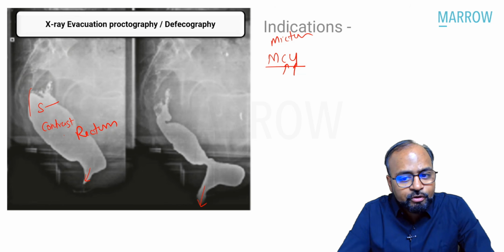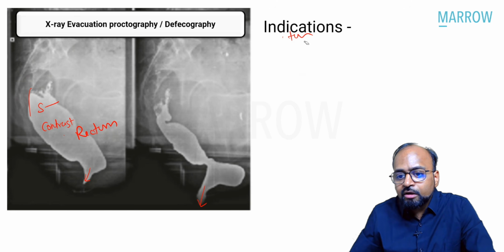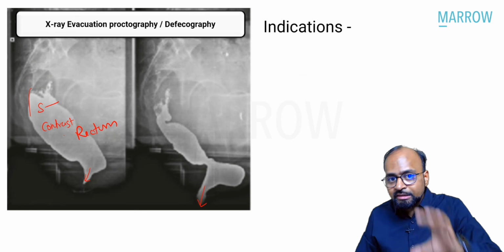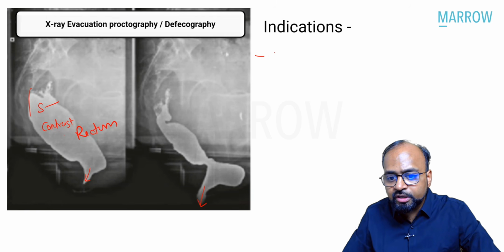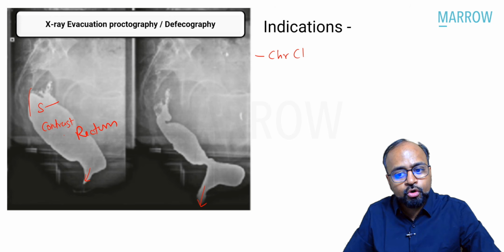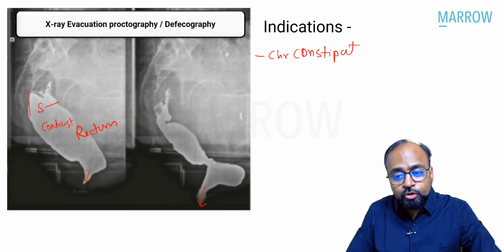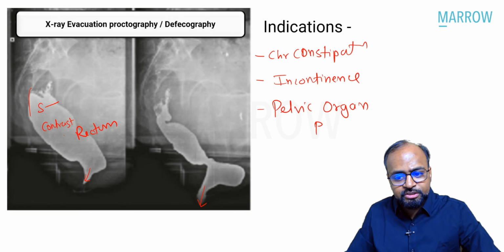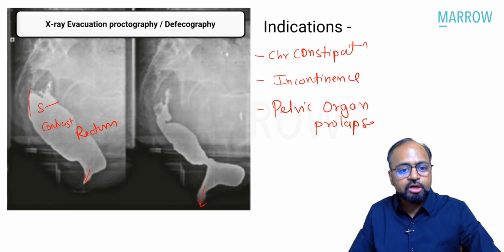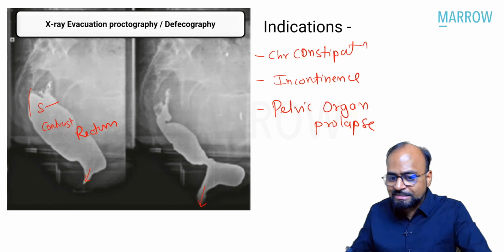Why is an X-ray defecogram done? It is done to look for certain abnormalities in the pelvic structures during the act of defecation. It can be used in patients who have chronic constipation. It could be done in evaluation of bowel incontinence. It could also be done in suspected cases of pelvic organ prolapse. So these are a few indications in which a defecogram can be done. So this is an X-ray defecogram.